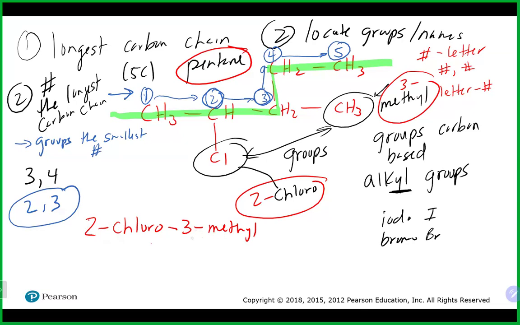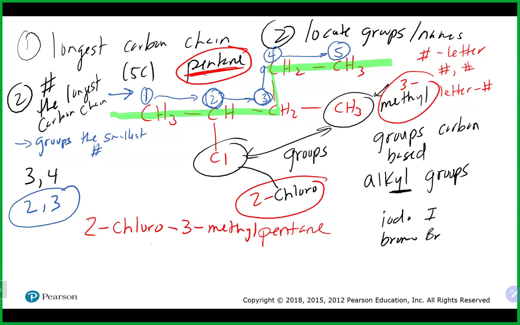And that longest carbon chain is pentane. So a little 2-chloro-3-methylpentane action happening right there. And it's all about location of where everything is. It's pretty much what names are. It's basically telling people exactly where you can find everything.